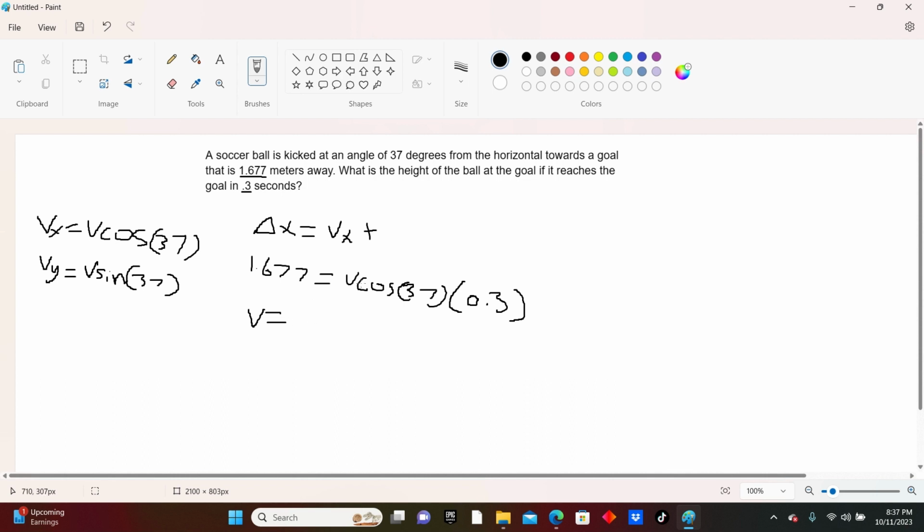And that gets you a velocity of 6.999. For this question, we'll just round to 7. So our velocity is 7. Now that we have our velocity, we can find its vertical component. So Vy is just equal to 7 sine 37, which is equal to, if you plug into a calculator, 4.21.